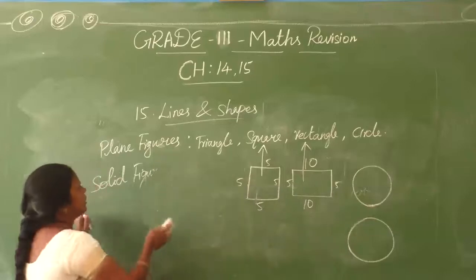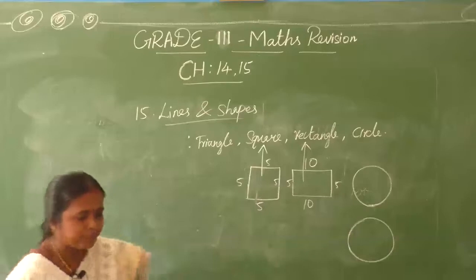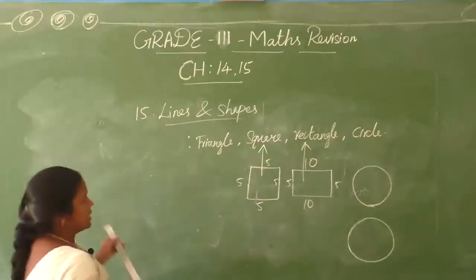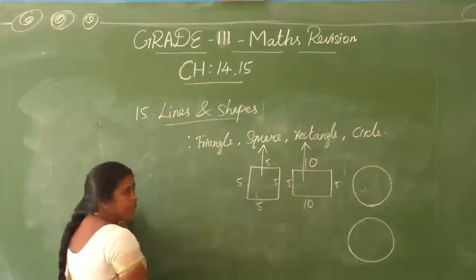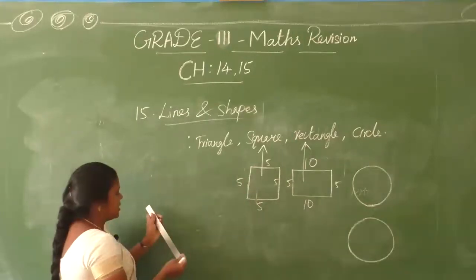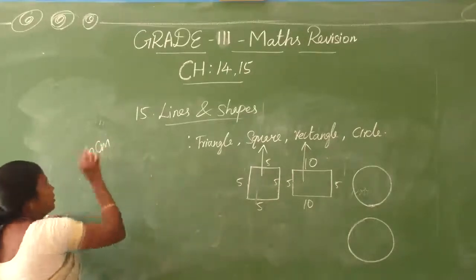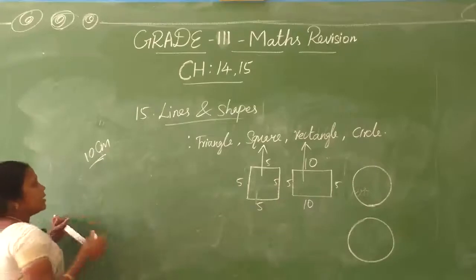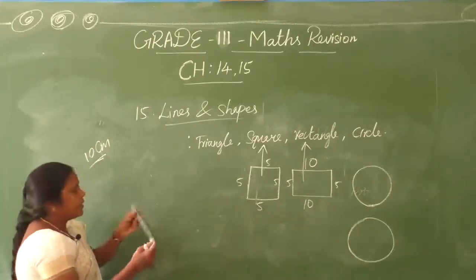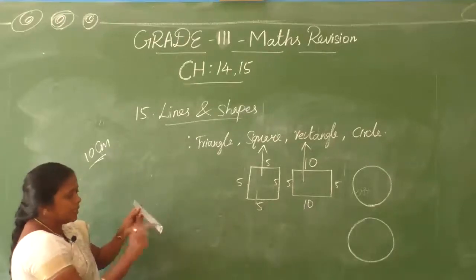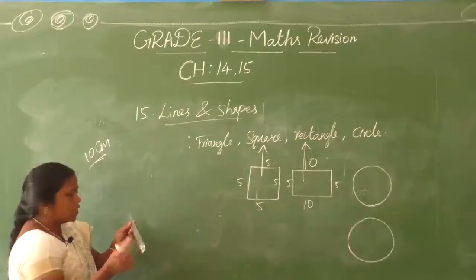I forgot to tell how to draw the line segment. Wait, let me explain that also. See, each one we are telling is a line segment only, no? So how to draw the line segment? First of all, you have to know that. See, I want 10 centimeter now. So how to draw? Take the scale. What is it actually called? A ruler or scale. Here some measures are marked in numbers. Between every two numbers, a small line is coming.